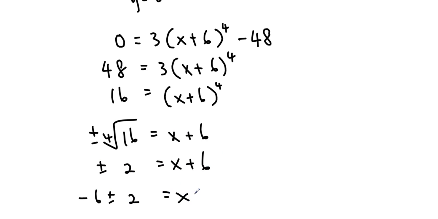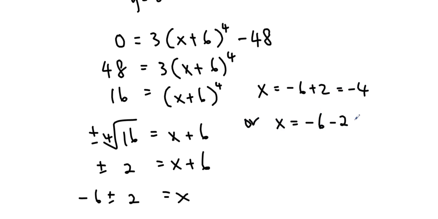So we actually get 2 double roots in this question. We get x equals negative 6 plus 2, which is negative 4, or x equals negative 6 minus 2, which is negative 8. And that's it.